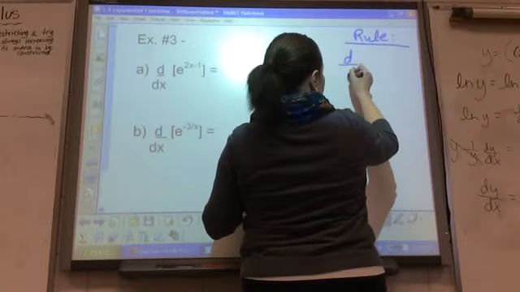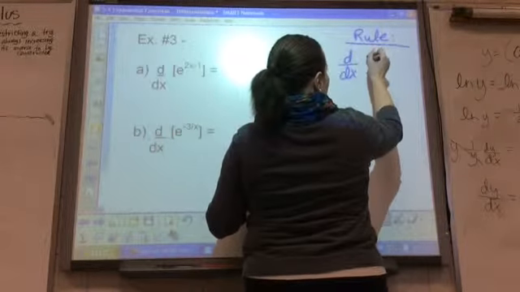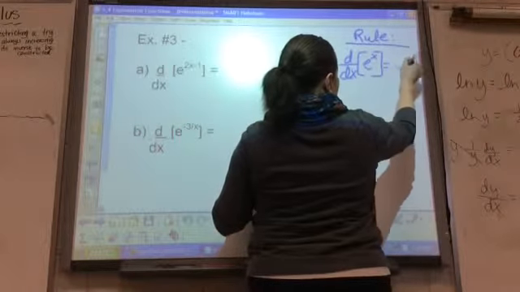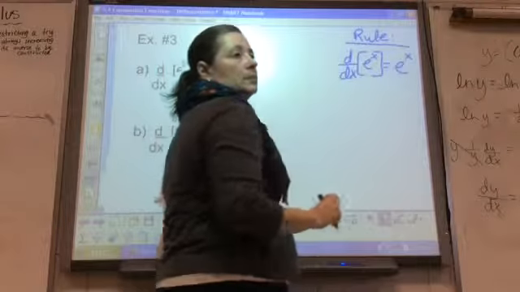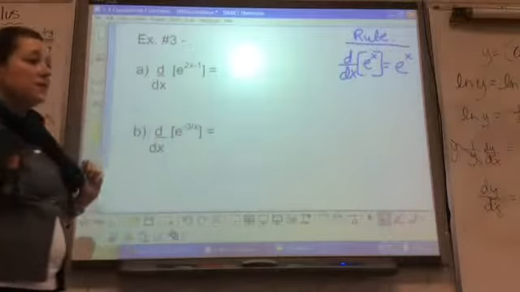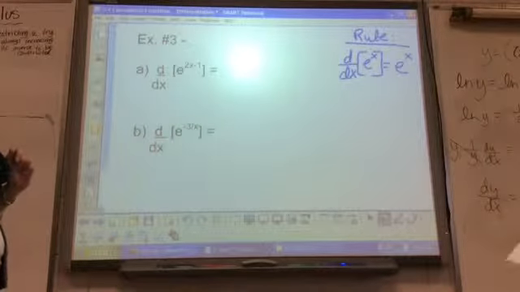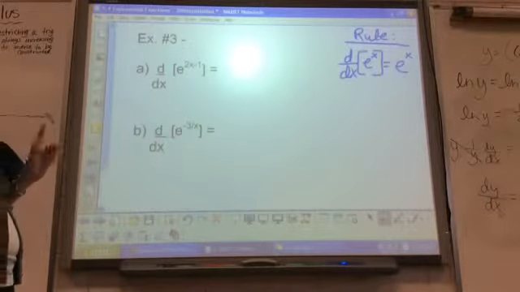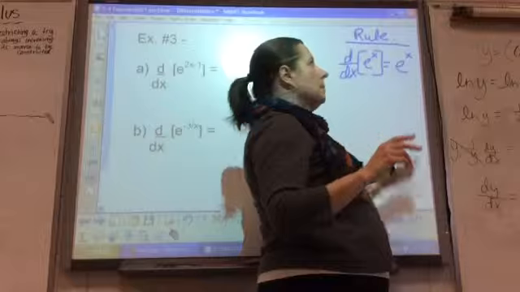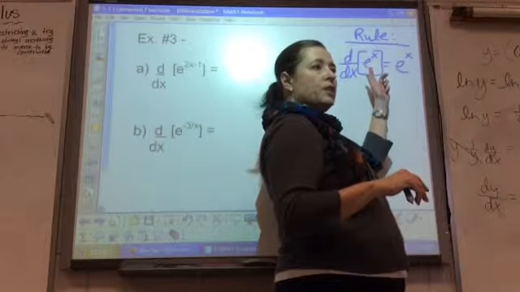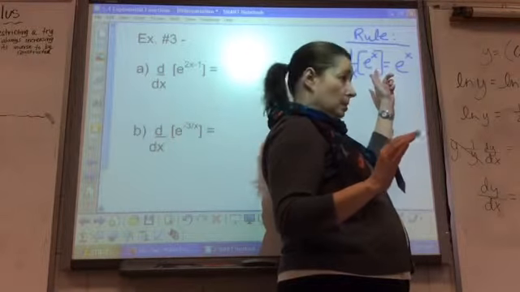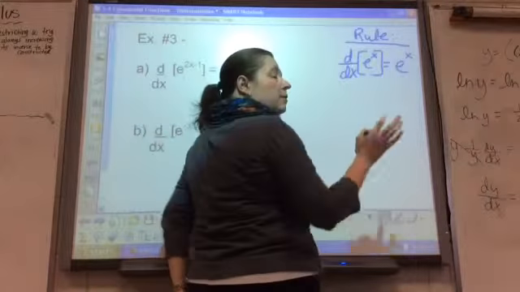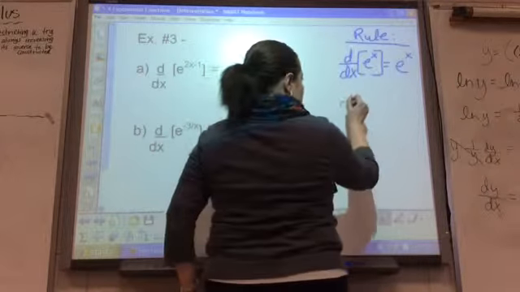Derivative of e to the x is e to the x. It's the same thing. It's itself. Derivative of e to the x is e to the x. Alright? But that's assuming it's just e to the x, and a lot of times it's not. It might be e to the 4x, you know. So let me give you the general rule for this.